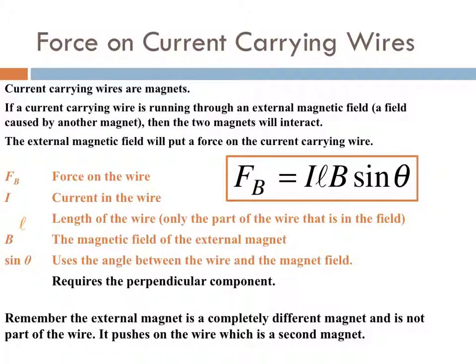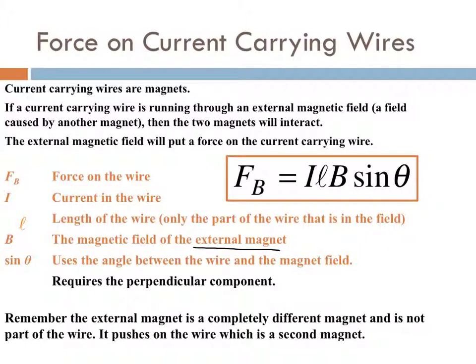Now, to solve for this force, we have to have the current times the length of our wire times the magnetic field, and this is the external magnetic field. Okay, this is the magnetic field produced by the external magnet. That's one of the most important parts here. And then theta is the angle between the wire and the magnetic field.